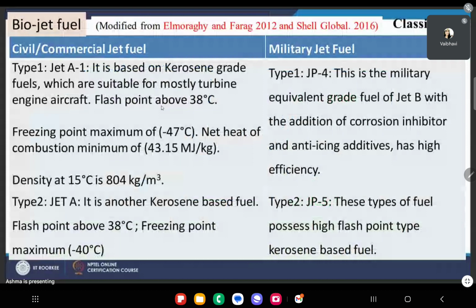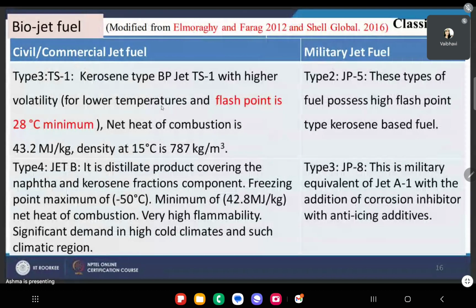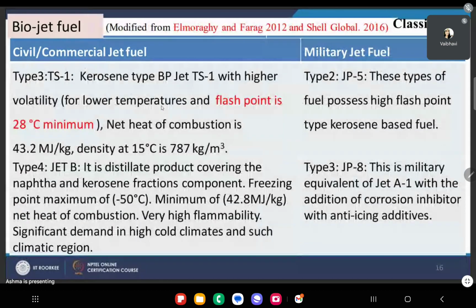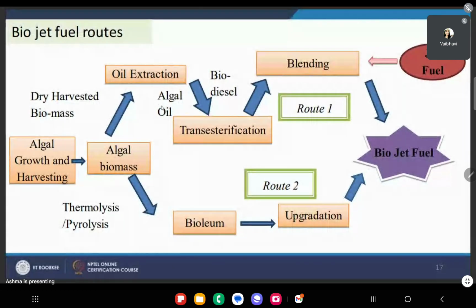So next is biojet fuel. We have two types of biojet fuel. First is used in civil or commercial jet fuel, and the other is military jet fuel. There are four types of civil or commercial jet fuel and three types of military jet fuel, type 1, type 2, and type 3. You just go through these in the slides.